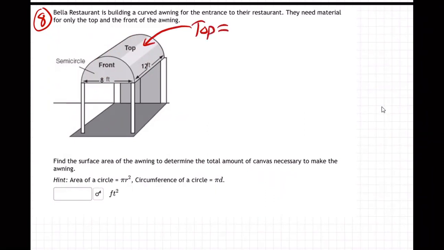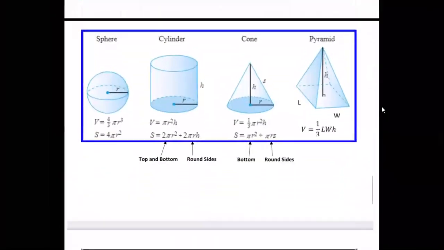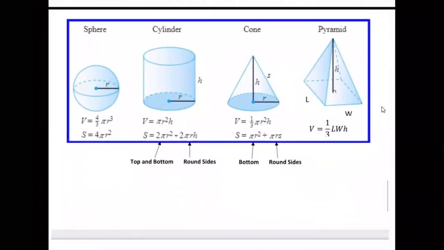The top. What kind of shape is the top? Well, it's half of the sides of a cylinder. Do you see that? Remember, it's like a soda can on its side, isn't it? It's half of the sides of a cylinder. Let's go to the formula sheet. Here it is, exam 3 notes.